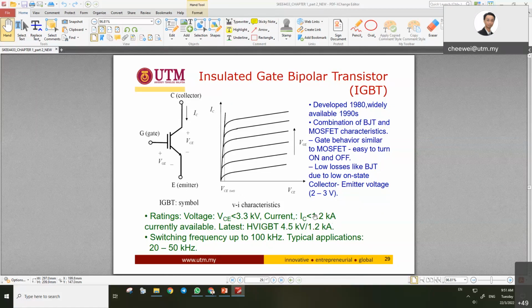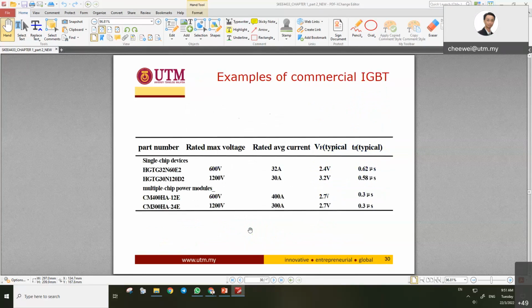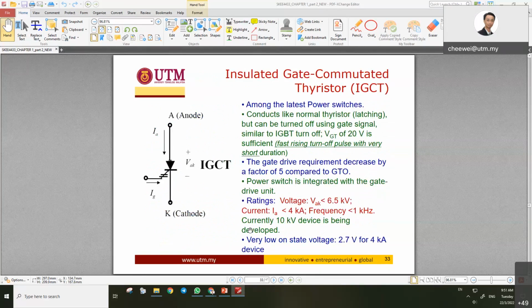What about the frequency? Can this IGBT work in high frequency? It doesn't seem to be high frequency here. Here it says the typical application is 20 to 50 kilohertz. Is kilohertz high? It belongs to medium, all right? Because high frequency here refers to hundreds of kilohertz. Let's see any example of hundreds of kilohertz.